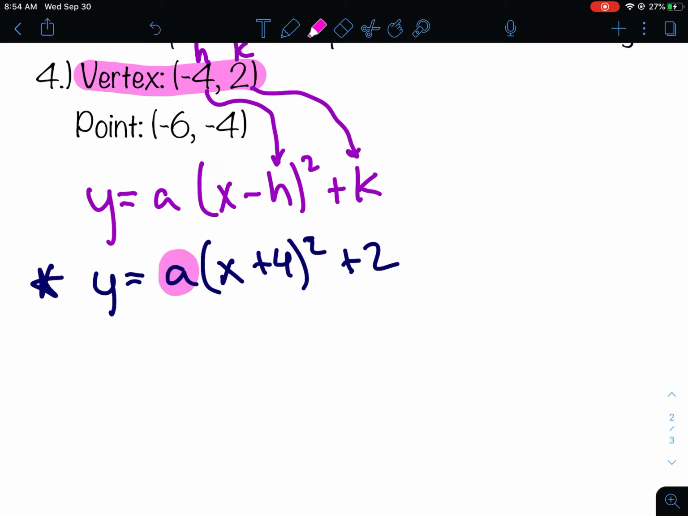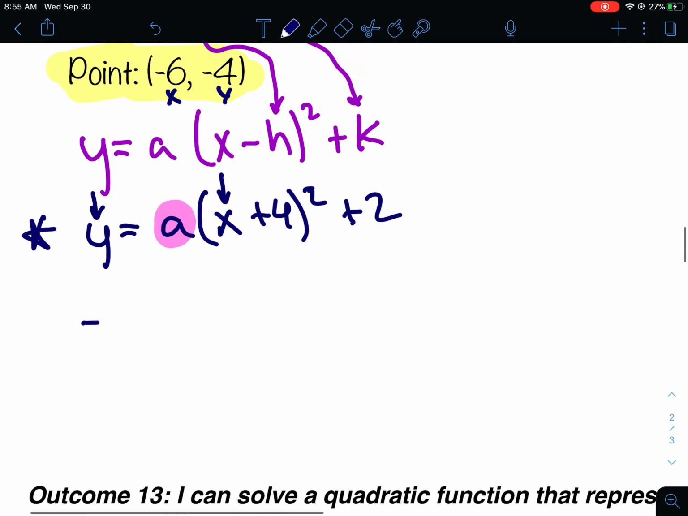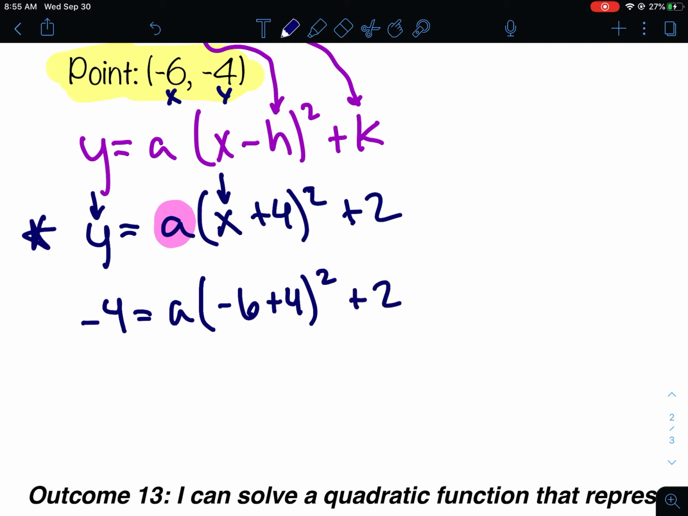What I told you guys in class, that is where the other point comes from. This other point over here that we were given, it's there for a reason, and that's to help you find a. Since we don't know what a is and we need a, we can use the x and y that are given to us right here and plug it into the x and the y in our equation to find a. So y is -4. I don't know what a is. X is -6 plus 4 squared plus 2. And you simply just solve for a.